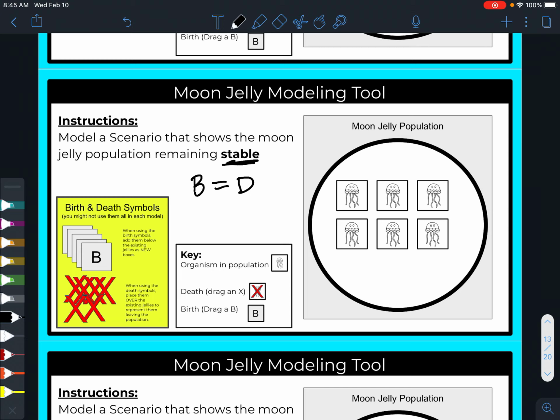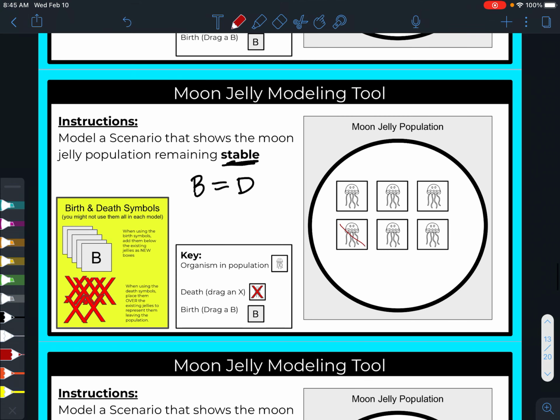One way that I could model this population, and on yours, you're able to drag and drop these symbols. I can't do that because I'm working with a PDF right now, but I'll go ahead and draw them in. I could say that 1 jelly died and that 1 jelly was born. There are a lot of other ways that you could model that exact same scenario, but that is one way to show that the population is stable.